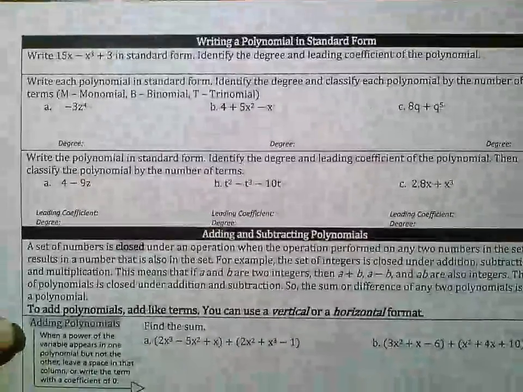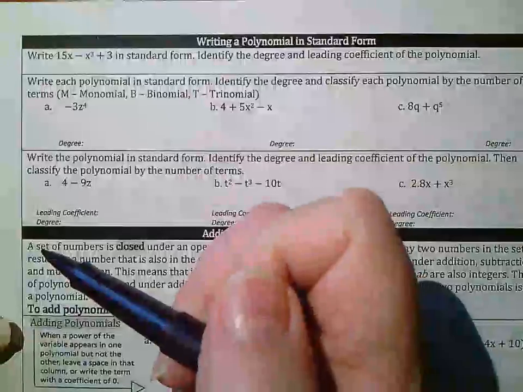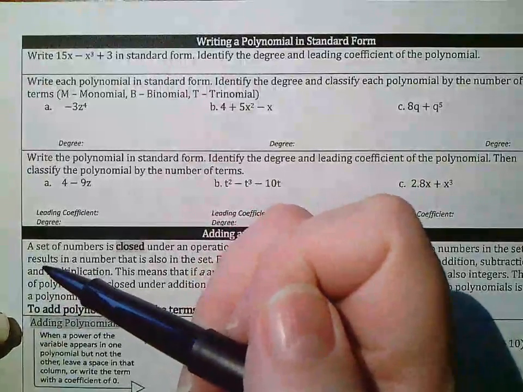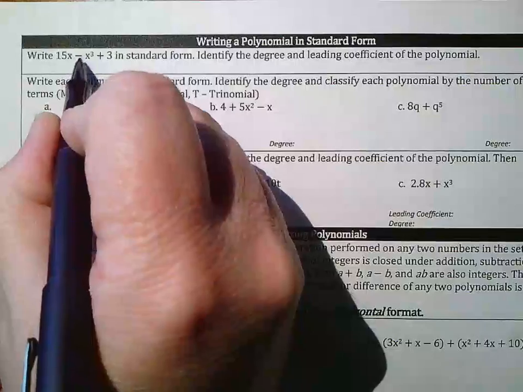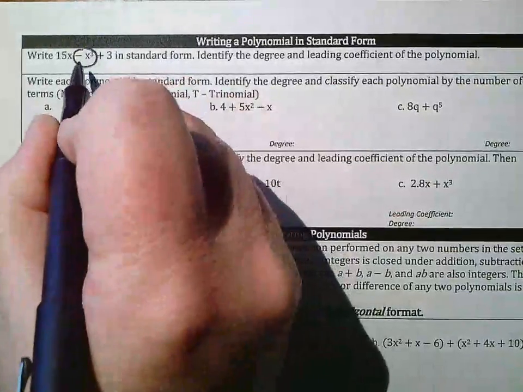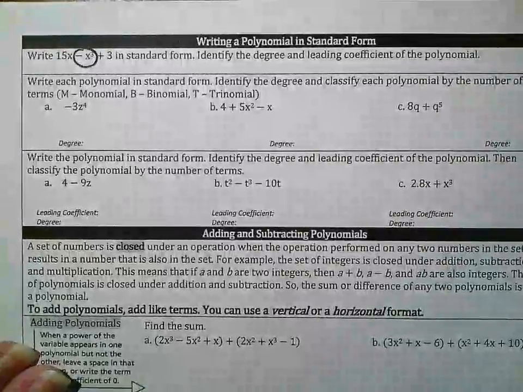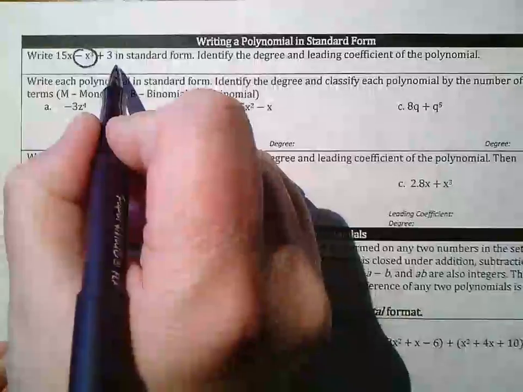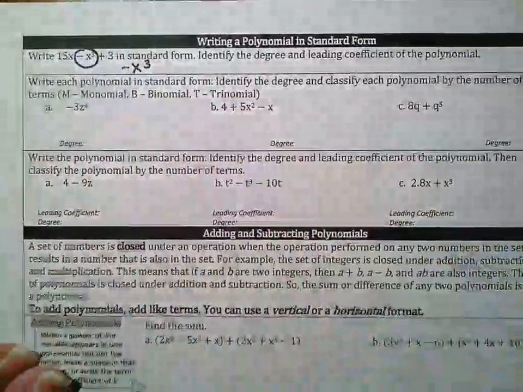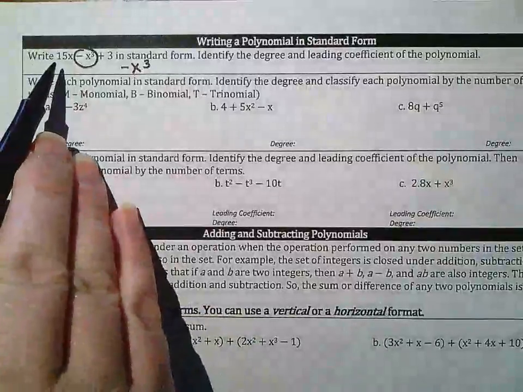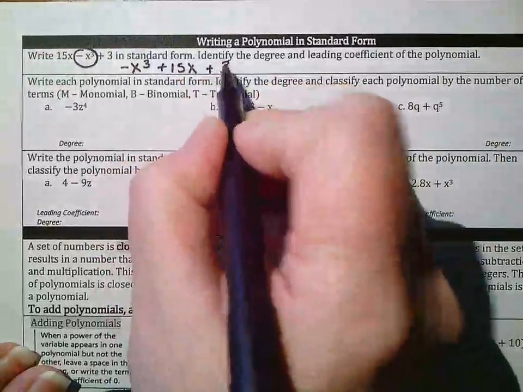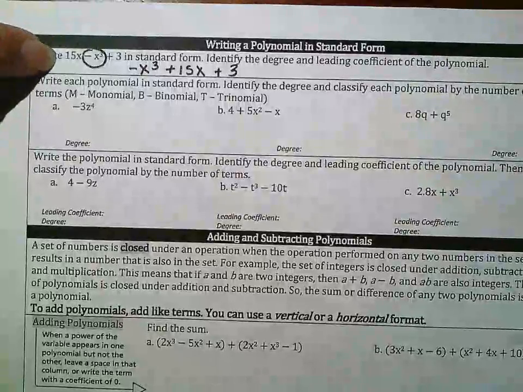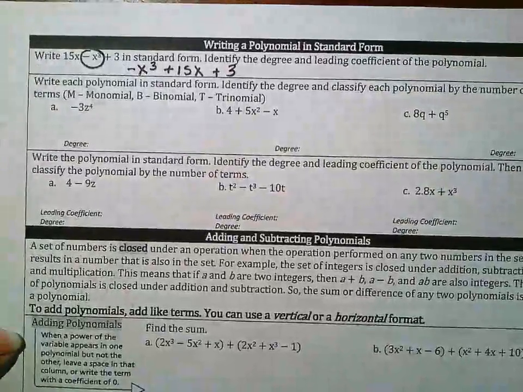So let's try it. We're going to write 15x minus x to the third plus 3 in standard form. Identify the degree and leading coefficient of the polynomial. So I'm starting with this. Now, do not forget that negative sign because that's its friend. It wants to come with it. So negative x to the third. My next highest is 15x. So plus 15x plus 3. This right here was positive. So that's why I made that 15x and not negative 15x.